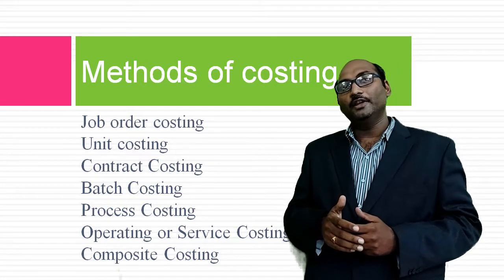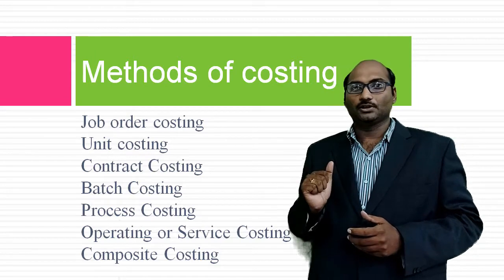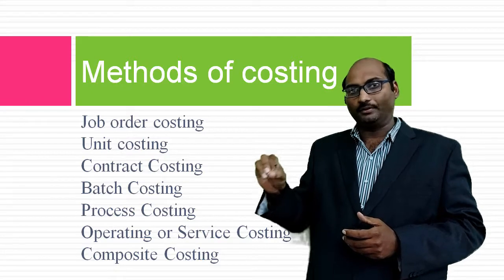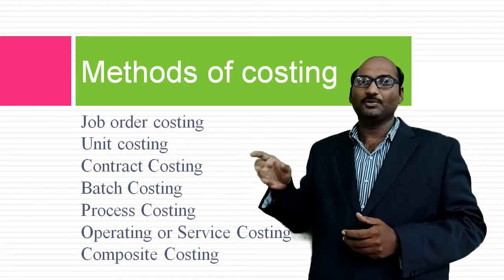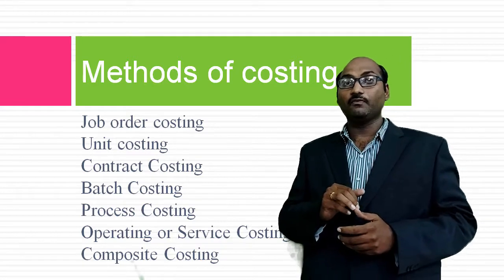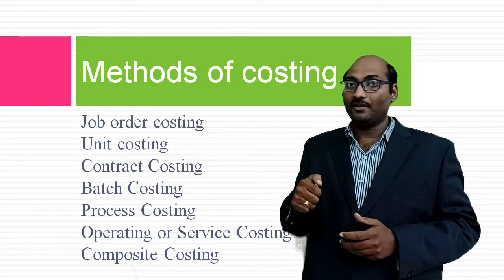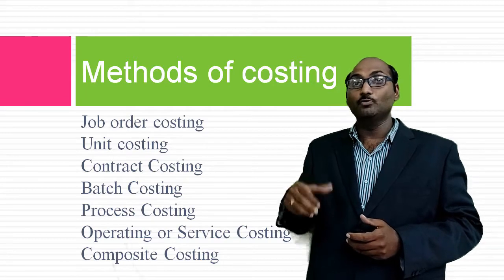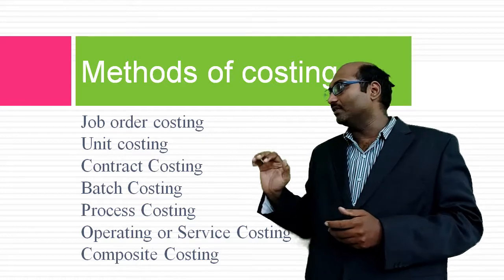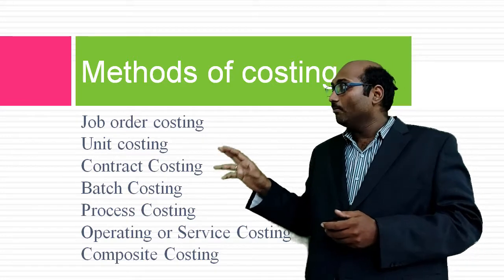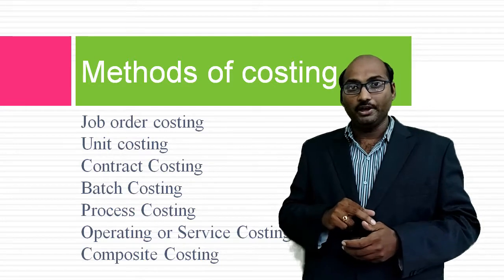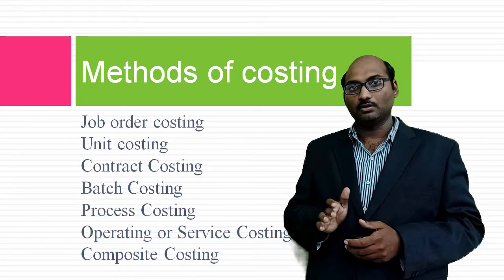We will see further. Then operating or service costing: for a specific service, what is the cost? In order to operate this, what is the minimum cost? Something like a fixed cost. And composite costing consists of many different things, where the liability of the manufacturer will be for many things. We will see what these are, but mainly batch costing and process costing are the two mainly used for the textile industry.